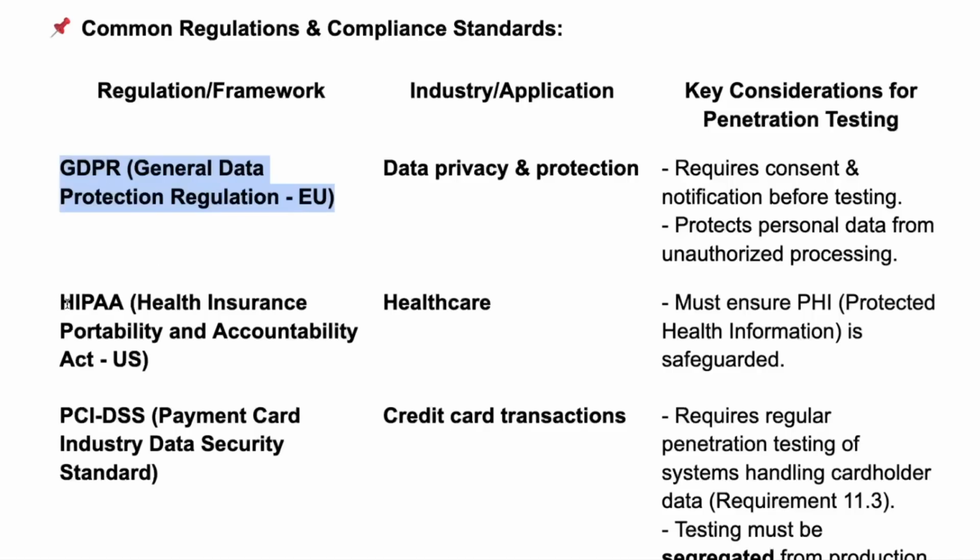The next one would be HIPAA, the Health Insurance Portability and Accountability Act, and this is another really big one because it applies to everything and anything that has to do with healthcare. So there's something called PHI, which is the Protected Health Information, and this is ensuring that that information is safeguarded, that there's no accidental disclosure of that information during your penetration test. You don't accidentally alter the information or delete the information during the penetration test.